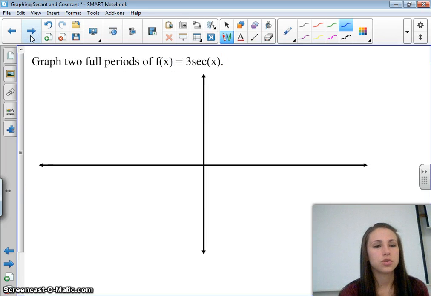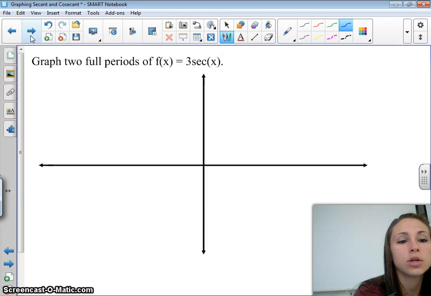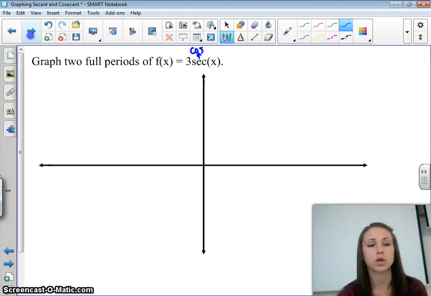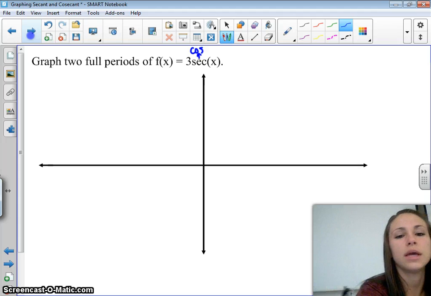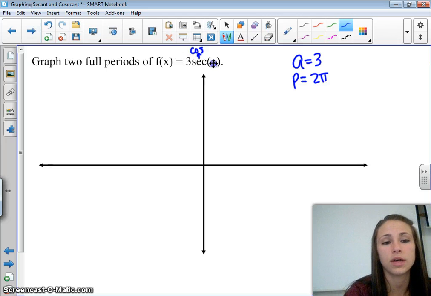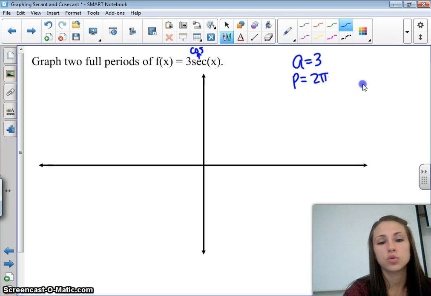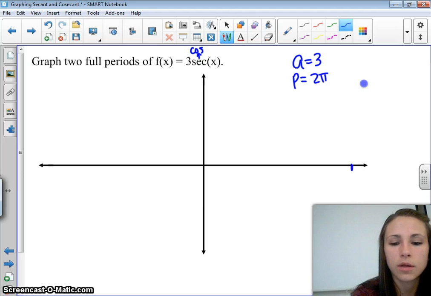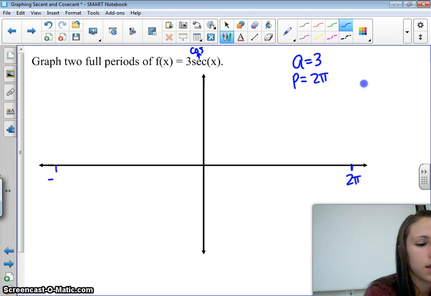Now let's graph 2 full periods of this secant function. Starting out, I'm going to pretend that I'm graphing cosine, because secant goes with cosine. So the amplitude of this is 3. The period would be 2 pi over 1, because the number in front of x is just 1, and so this is just 2 pi. So I'm going to label all that stuff. So this is 2 pi, negative 2 pi.